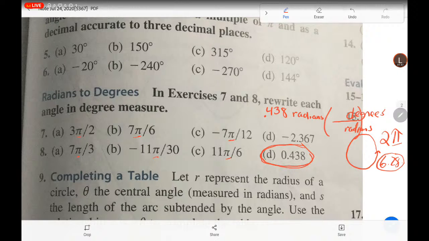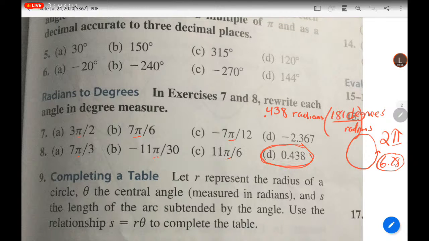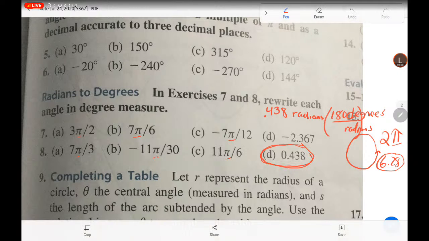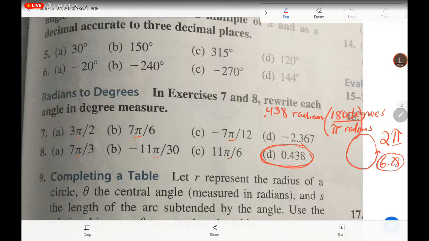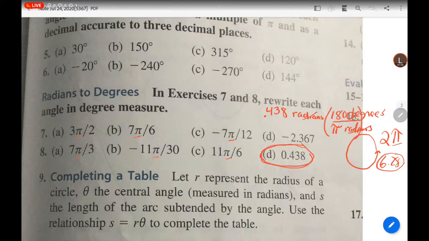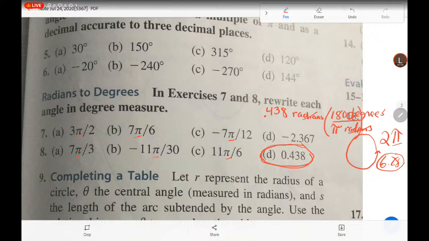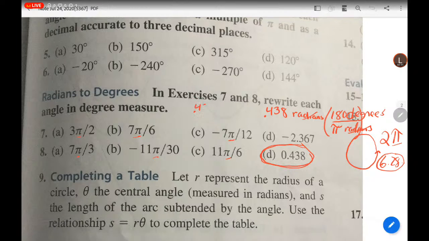And we know we can only multiply by 1, so it has to be some number of degrees that equals some number of radians. So the easiest one is 180 degrees equals pi radians. There you go. So then the radians would cancel out and we'd have degrees. So in your calculator, multiply 0.438 times 180 and then divide by pi.